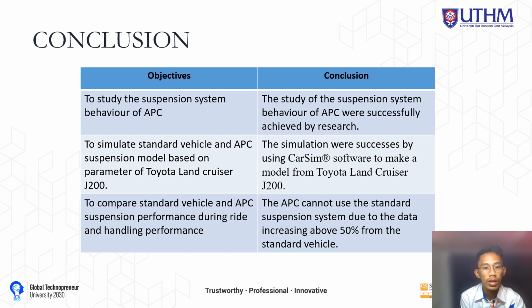Conclusion of this study: the first objective is achieved by doing research to study the suspension system behavior of the armored personnel carrier. For the next objective, the simulation was successful by using CarSim software to make a model from the parameters of the Toyota Land Cruiser J200. And last, the APC cannot use the standard suspension because the data increased above 50% from the standard vehicle.